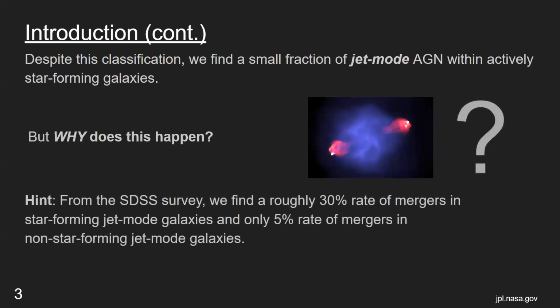A hint that we found is that with older data from the SDSS survey, we find roughly 30% merger rate in star-forming jet mode galaxies with only 5% mergers in non-star forming jet mode galaxies. So there's a higher 30% rate of mergers within these weird new type of galaxies that break the boundaries. So we think that this cause is because of mergers. So that is the goal of this project.